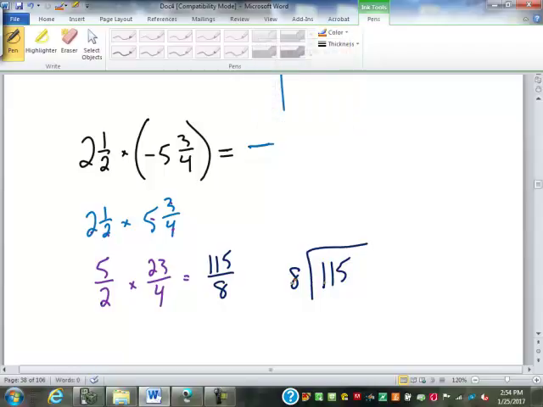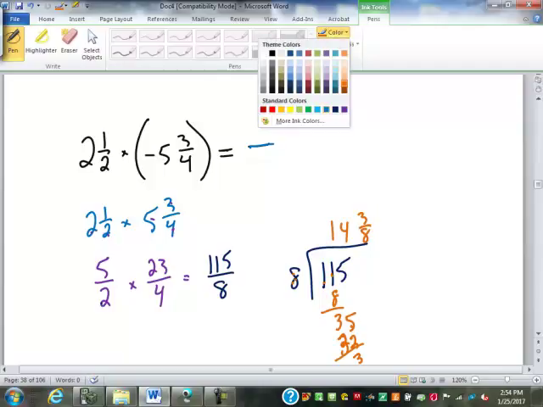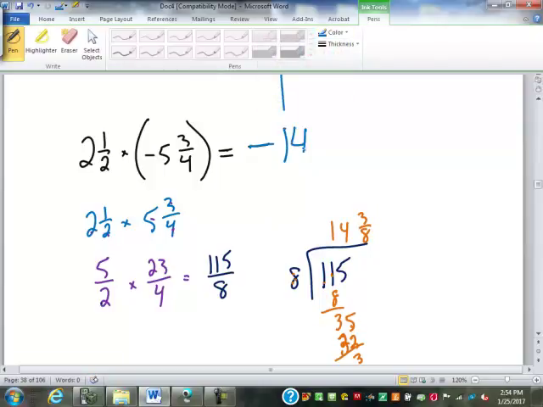8 does not go into 1. 8 goes into 11 once. That's 8 with 3 left over. Bring down the 5. 8 goes into 35 4 times would be 32 with 3 left over. So that's 14 3/8. So that is a negative 14 3/8 for our answer.